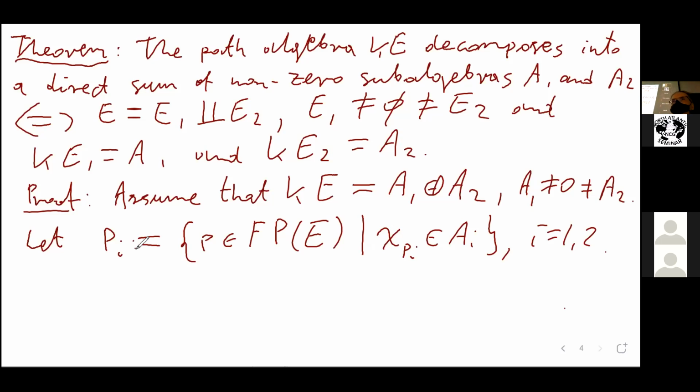What I want to prove is that, in fact, P1 and P2 are disjoint, and their union gives us all paths. So I have the decomposition of the space of finite paths into P1 and P2.